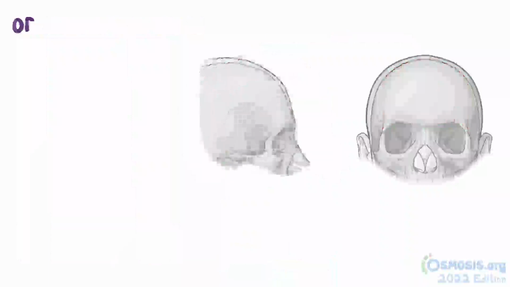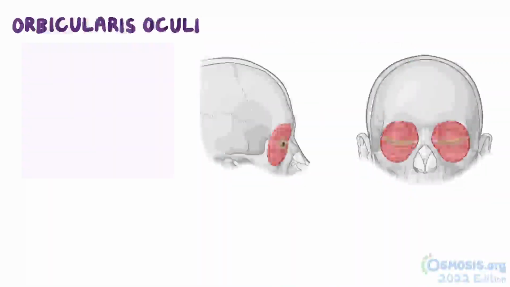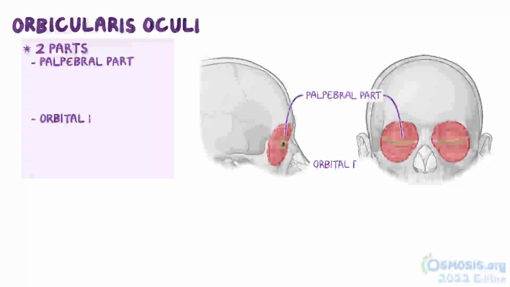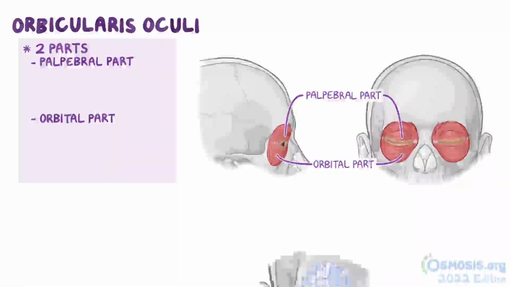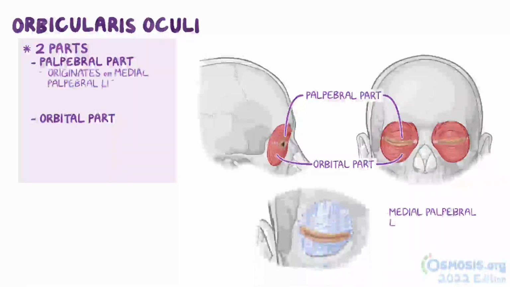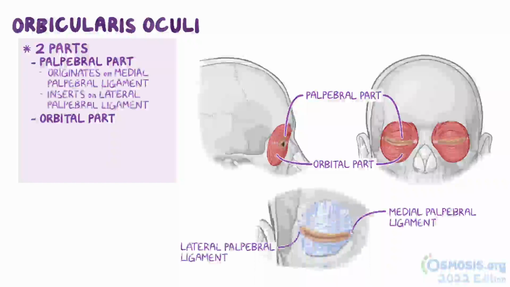Next up is the orbicularis oculi muscle, which has two main parts, the palpebral part and the orbital part. The palpebral part is found mostly within the eyelid, and it originates on the medial palpebral ligament and inserts on the lateral palpebral ligament.